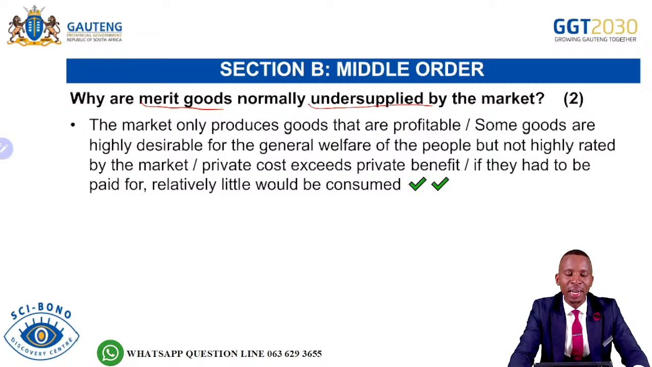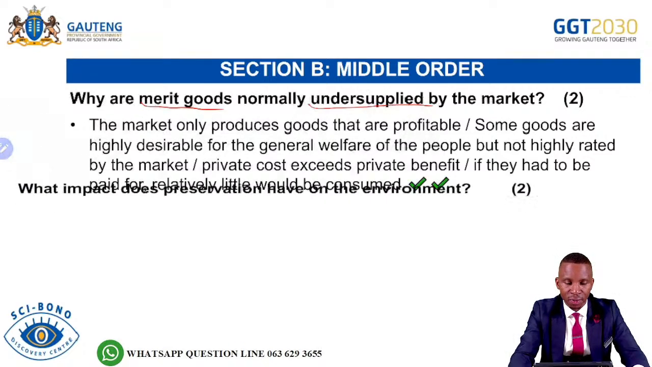So the market undersupplies these merit goods because, number one, people are not willing to pay for them. They are very important for social welfare and social well-being. So the market underrates them. It doesn't overrate them, because people need them and they cannot buy them. If they had to be supplied by the market, very few people would be paying for them. So that simply means the government should intervene and provide these goods and services.